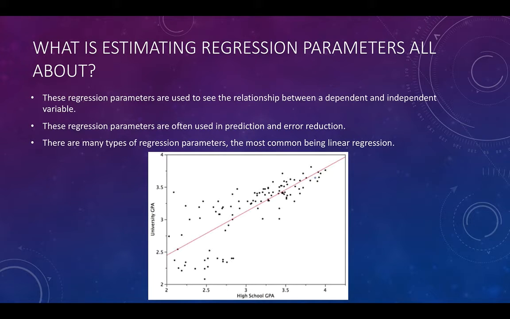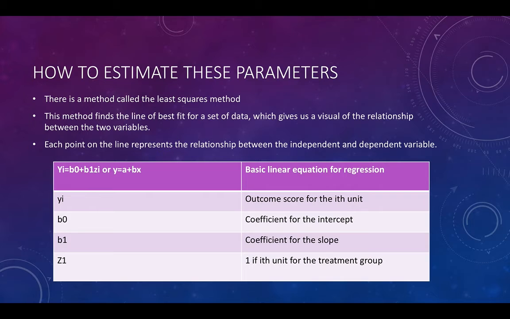Keep in mind, this correlation doesn't mean it's causative. Causation is not necessary for the regression to be applicable. Now that you know what it is, I'll teach you how to estimate these parameters through a method called the least squares method. In this method, you look for the best fit line for a set of data, and you get a visual relationship between the two variables.